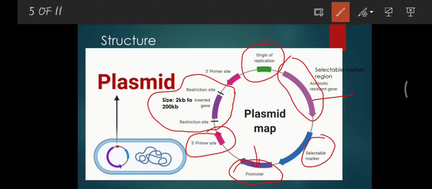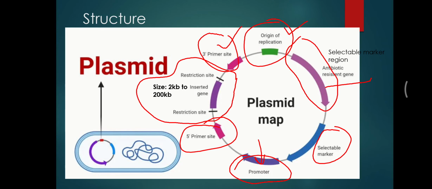So this is the region where restriction enzymes will come and bind to the restriction site and will break down the plasmid at this site. And the last is the 3 prime primer site. So the start of the plasmid will be from the ORIT region and the end will be at the 3 prime primer site. So this is the basic structure of plasmid present in the bacterial cell.